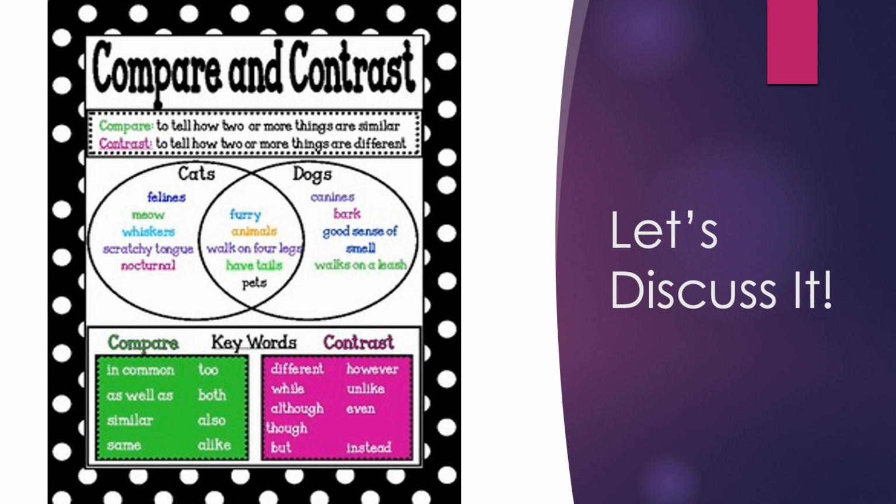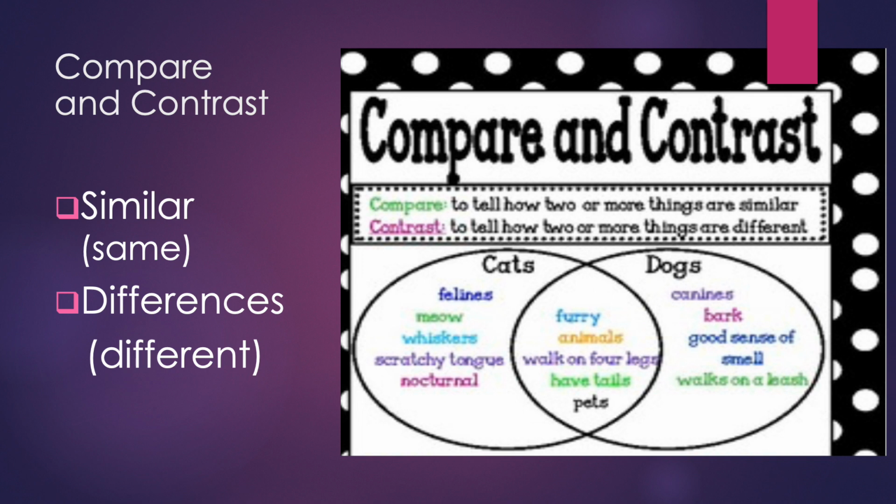Now let's take a look at this anchor chart. This anchor chart is showing you what compare and contrast means. We are going to break this anchor chart up into sections and we are going to discuss each one. So let's begin. Now let's look at this first part of our anchor chart. When you compare, you are telling how two or more things are similar. Similar means the same. And when you look at contrast, it tells how two or more things are different.